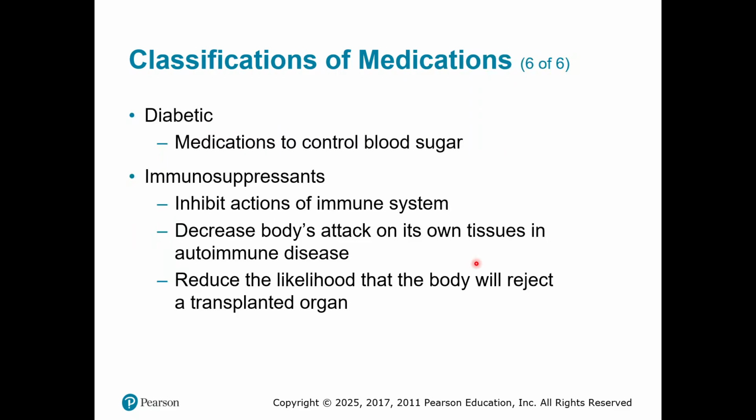Your diabetic patients to control blood sugar, immunosuppressants that inhibit the actions of the immune system. They're designed to decrease the body's attack on its own tissues. Some people's immune system goes ham. So that's what we're trying to do, trying to get it to stop going ham. Just like if you get a kidney transplant. Well, a lot of patients are going to take these immunosuppressants.